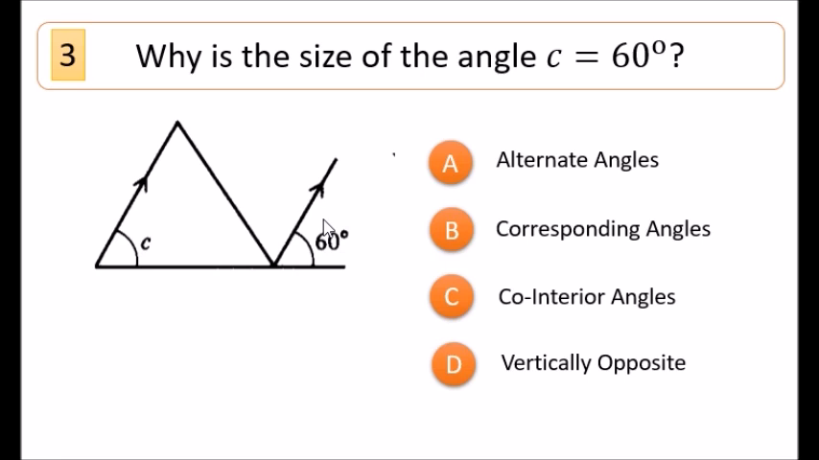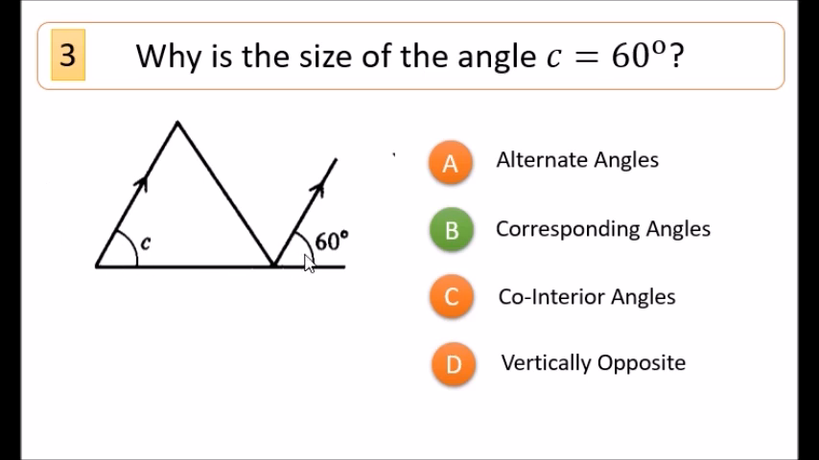Question 3. Why is the size of angle C equal to 60 degrees? Is it A, they are alternate angles, B, they are corresponding angles, C, they are co-interior angles, or D, they are vertically opposite? The answer here is B, corresponding angles.